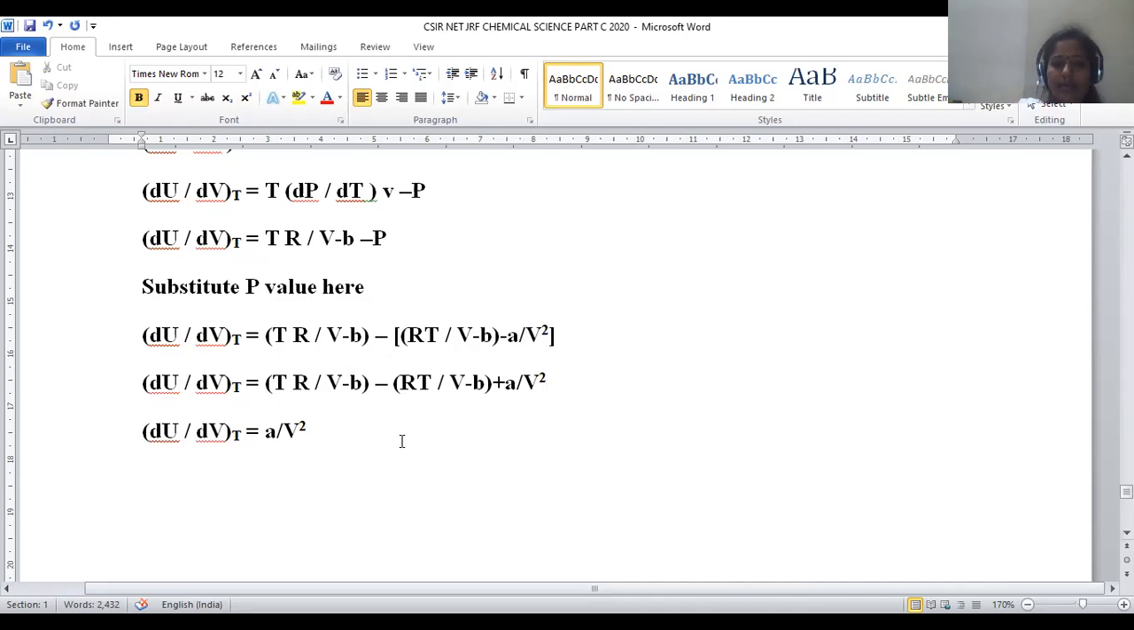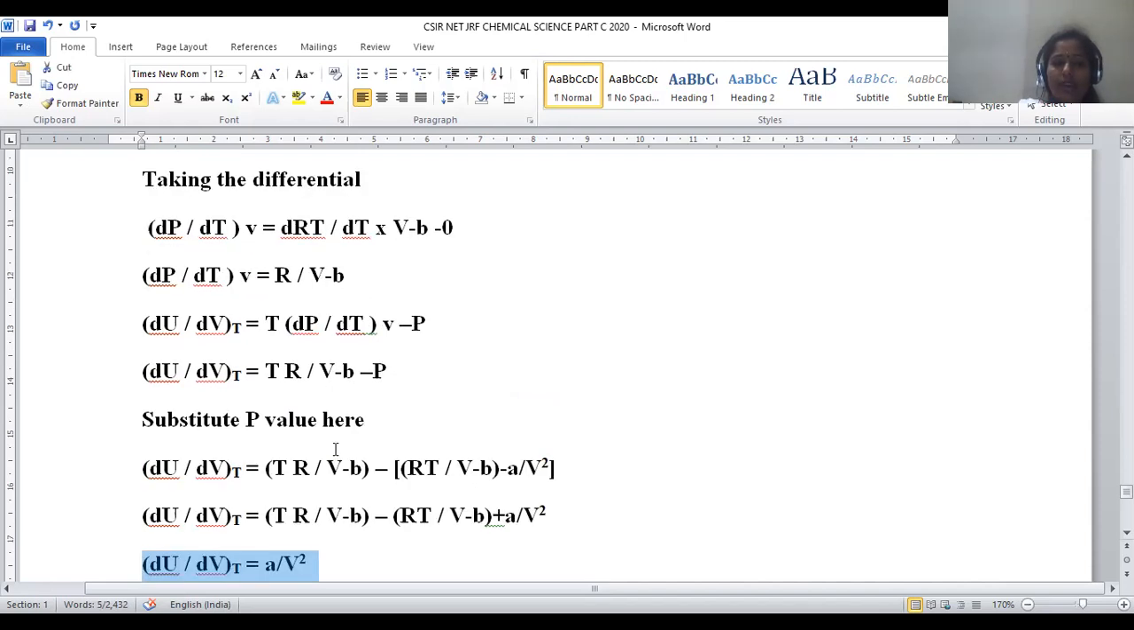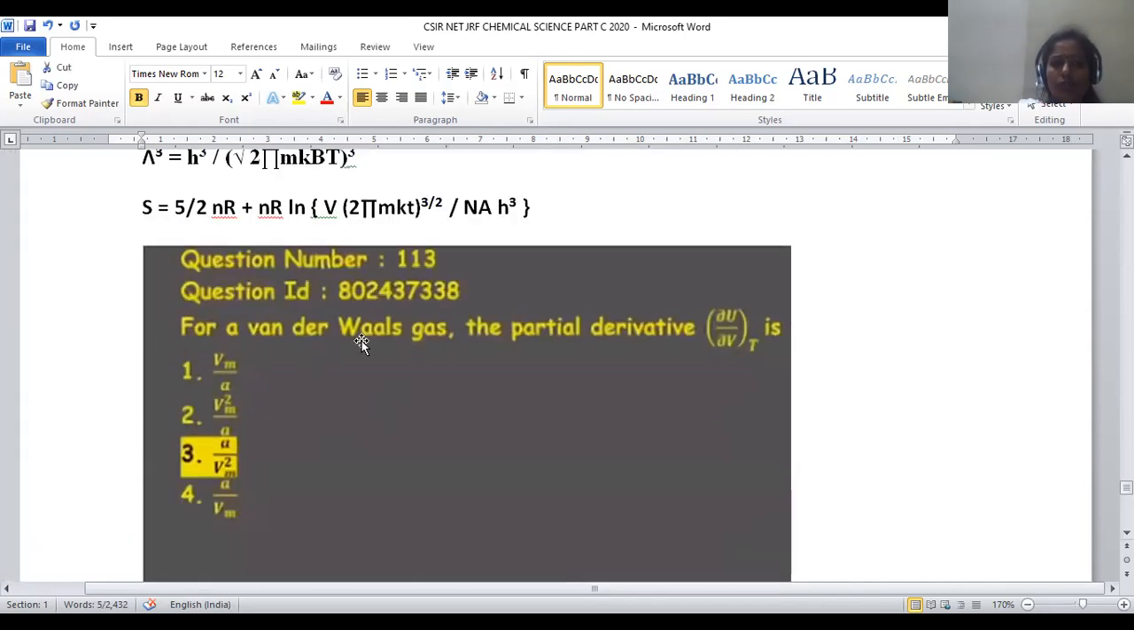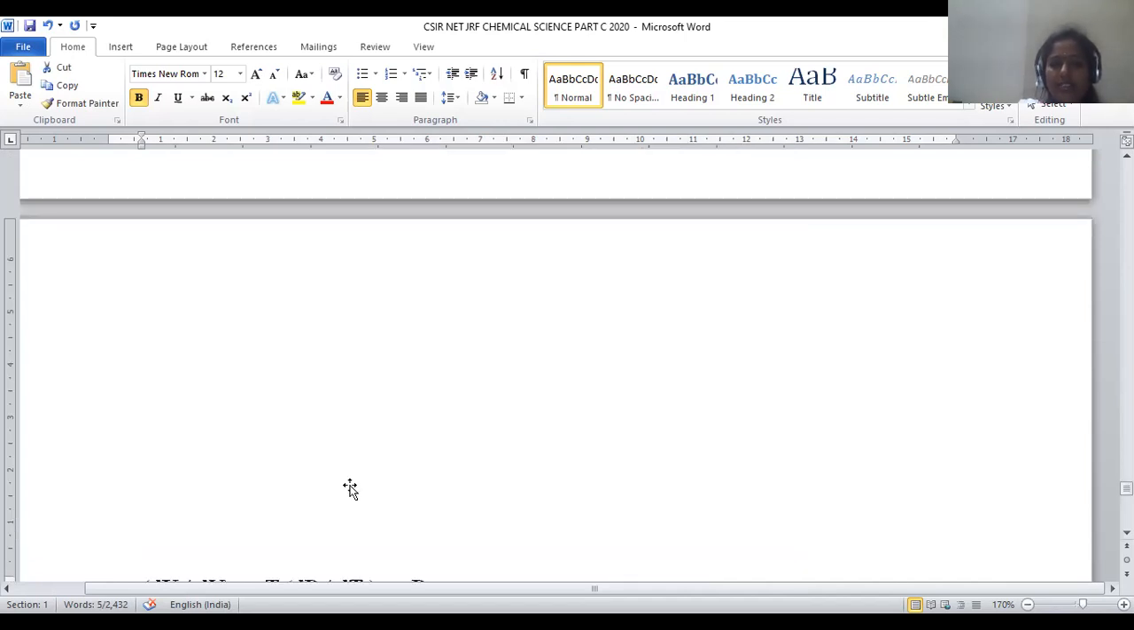These two terms have exactly the same magnitude with opposite signs. That's why RT by V minus B minus RT by V minus B get cancelled. So plus A by V square will be the leftover term. What is the final answer? dU by dV at constant T is equal to A by V square. So this is the partial derivative of dU by dV, that is A by V square. Option number 3 will be the right answer for question number 113.